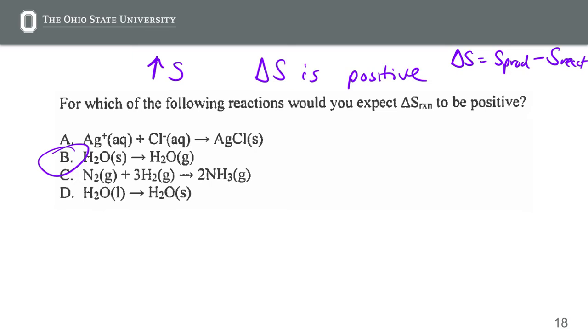In B, we have water in the solid phase going to water in the gas phase. That's going to result in a huge change in entropy. In C, we do have all gaseous products, okay? We have 4 moles of gas on the reactant side and 2 moles on the product side. And so that results in a decrease in entropy because we have fewer moles on the product side. And then with D, we're going from a liquid to a solid, so that decreases the entropy as well.